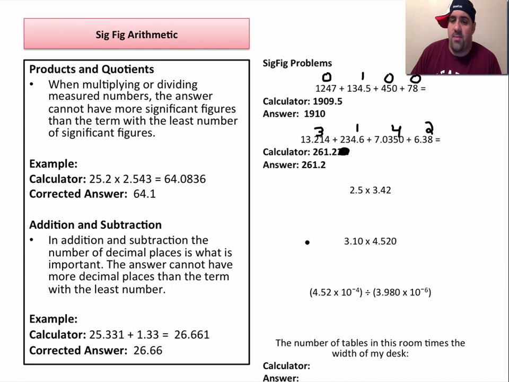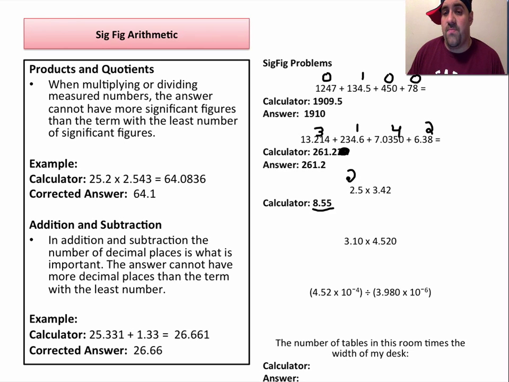And now we're going to do a couple products and quotients. If you were to take 2.5 and multiply it by 3.42, your calculator spits out this number. And what's the rule for multiplication and division? The answer cannot have more sig figs than the term with the least number. Decimals don't matter in this case. It's just the total number of sig figs.